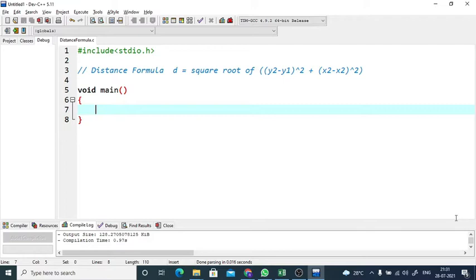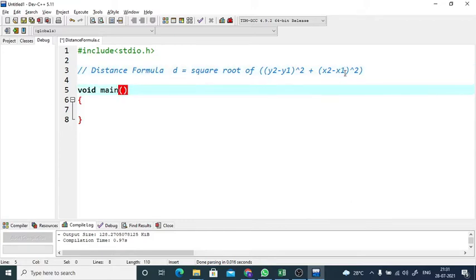In this, we will be implementing a program for calculating the distance between 2 points. And every point is represented using its x coordinate and y coordinate. So the distance formula goes like this. There's one typo that I have done here. It is square root of y2 minus y1 the whole square plus x2 minus x1 the whole square.